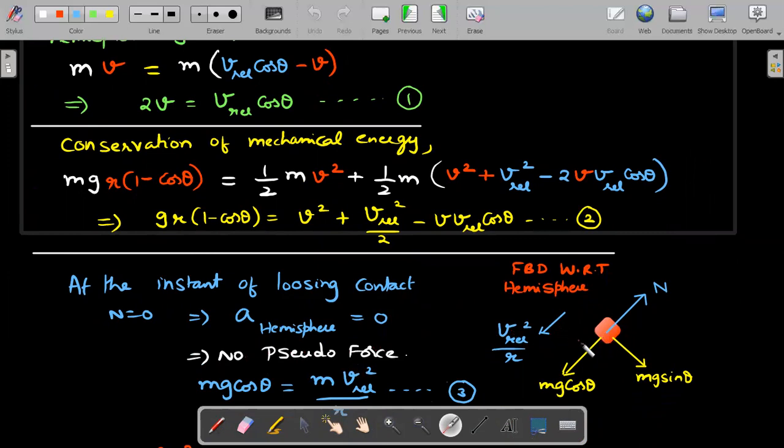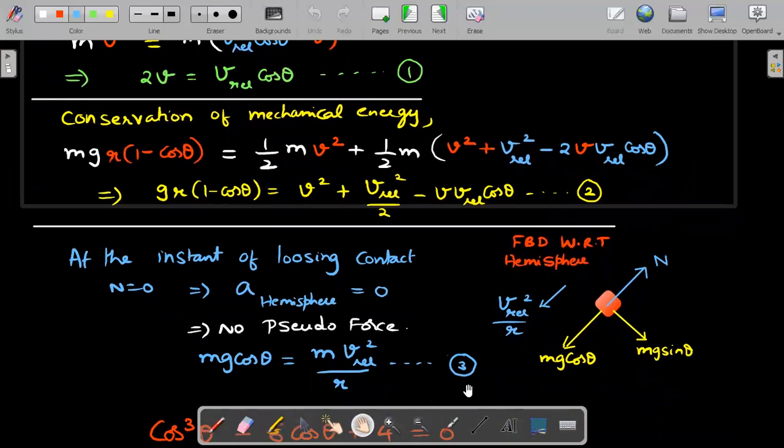So at this particular place, mg cos theta minus this N, which is already zero, should be equal to m v relative squared divided by radius. So I've just written that. This is your third equation. This green equation that you got from conservation of linear momentum, this yellow one from the energy conservation, and this one from the free body diagram nicely set up three different chapters within the same problem. And that's why it is a challenge. Otherwise, it's not actually a very difficult calculation.